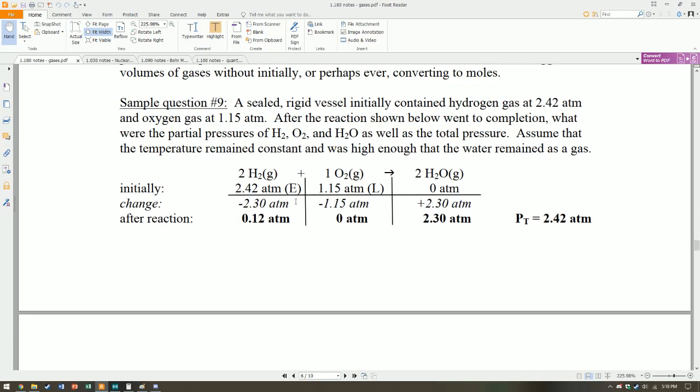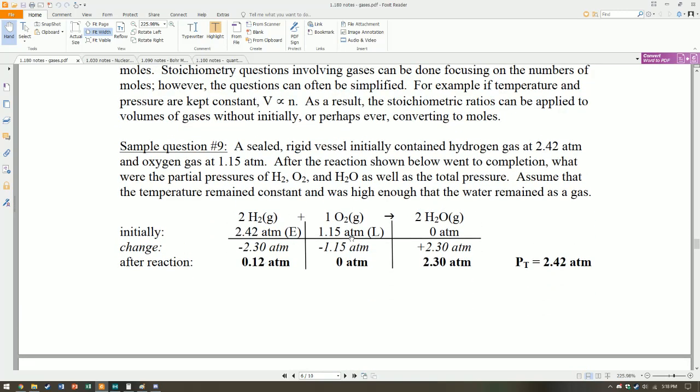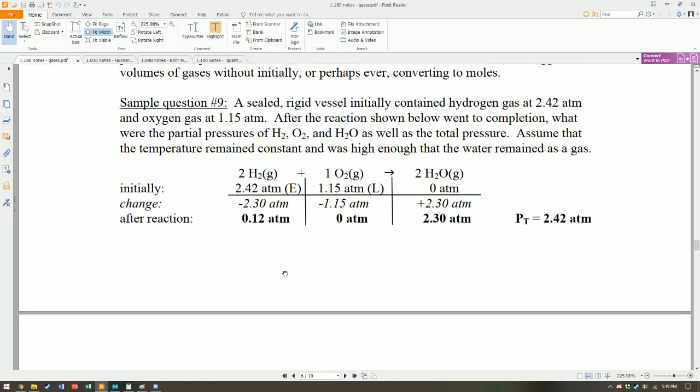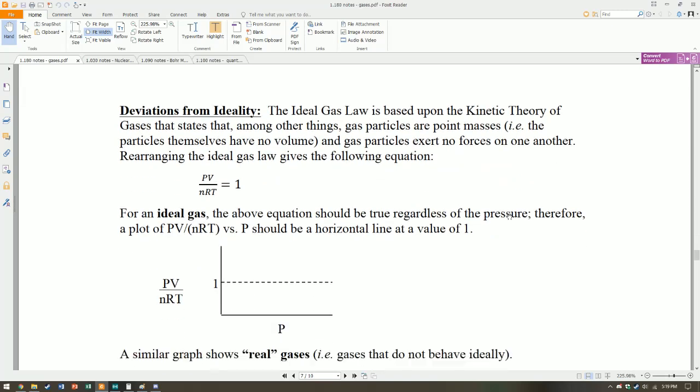So for example, consider this reaction here. What's the pressure of oxygen? What's the pressure of water after the reaction is completed? We know that pressure is proportional to moles, and we're told to assume that the temperature remained constant and was high enough, and so on. We are told that those things are held constant. So since there's a limiting reagent, this is all used up. 1 times 2 is 2.3, and we have 2.42 initially, and we have 0.12 left. And that's the total pressure of the container.